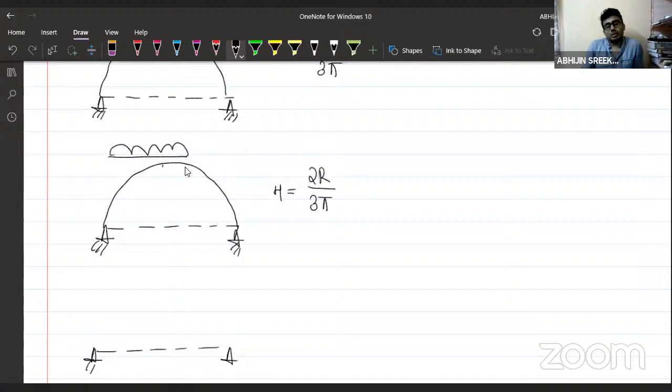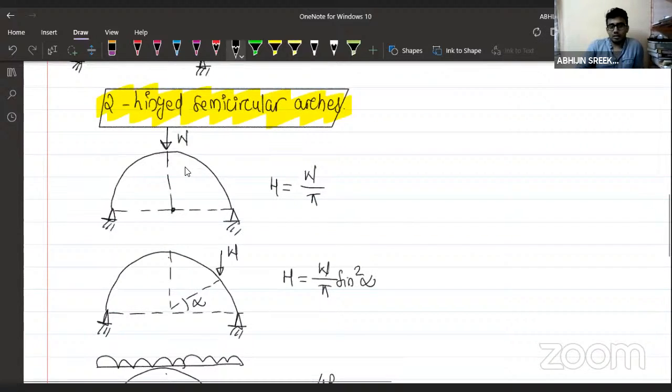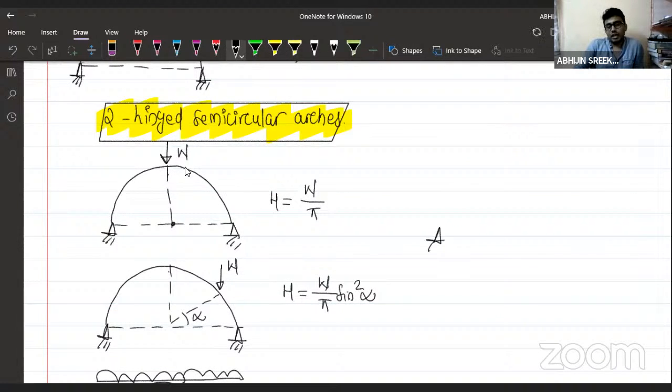Same, it is a two-hinged semicircular arch. Assume it as semicircular. Now it is subjected to uniformly varying load, somewhat like this. H will be equal to 2R divided by 3 pi. And again, if I need, I can proceed further. Suppose I have a loading condition somewhat like this on a two-hinged semicircular arch.